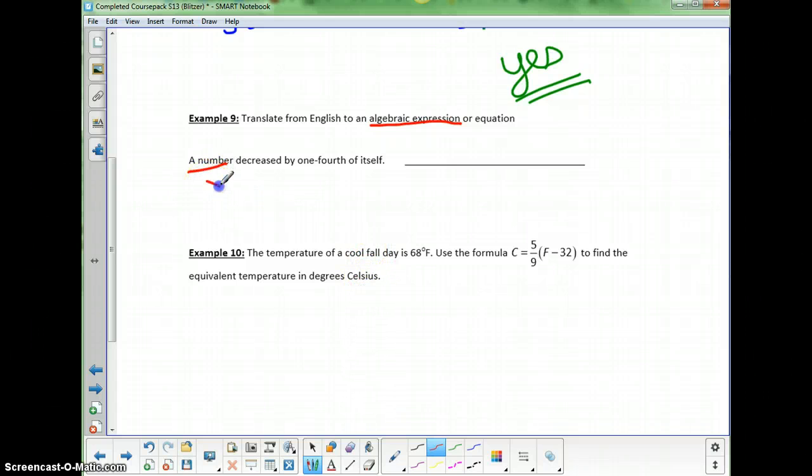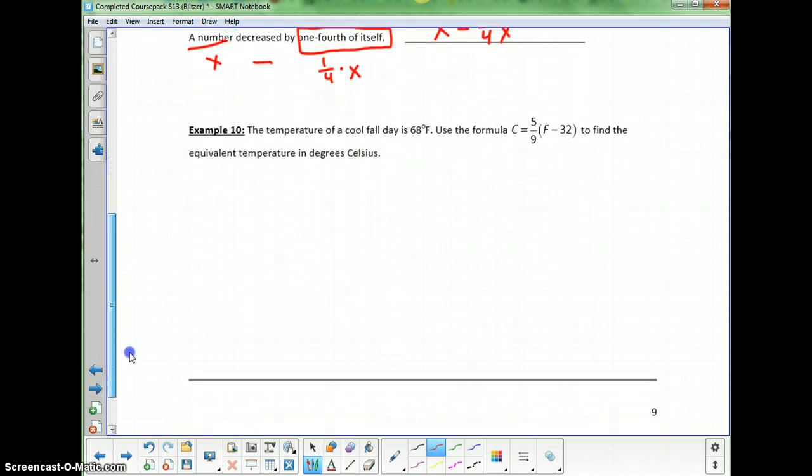So a number, that's my variable, is decreased by, okay, we're going to take something away from it, 1/4 of itself. So that's 1/4 of, remember, was a multiplication word with fractions, itself. So that's how it's going to look. It's going to look like x minus 1/4 x. I don't need to write the dot in between to stand for the multiplication. It's implied.